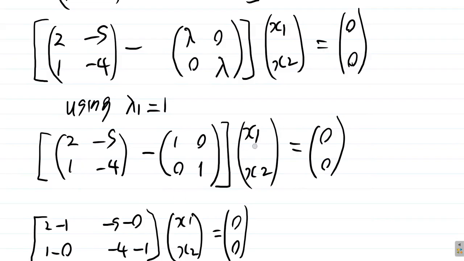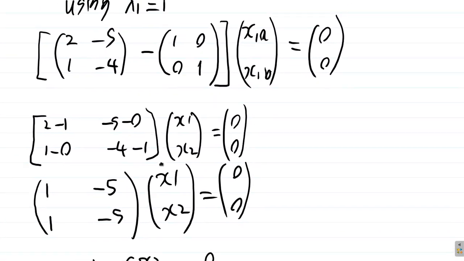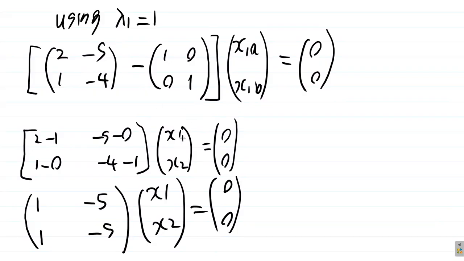And by the way, if we're using lambda 1 equal 1, I could even relabel this and say this is x1a and x1b. So if I say lambda 1, you just say x1, but there will be two x's. One of them is a, one of them is b. I like this labeling. It just came to mind. So x1a and x1b.